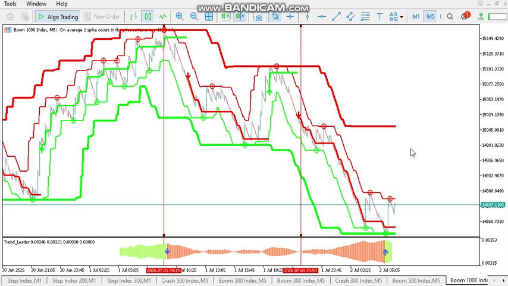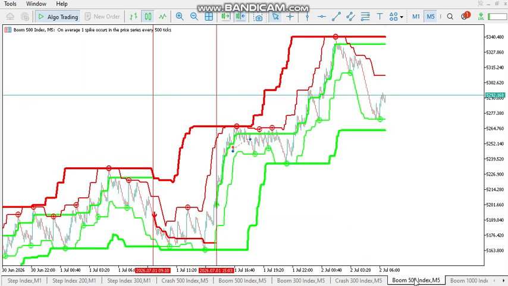So this same indicator works on all Boom and Crash indexes. This is Boom 500. You can see what it's doing in Boom 500. You can see our massive uptrend currently at this particular moment.